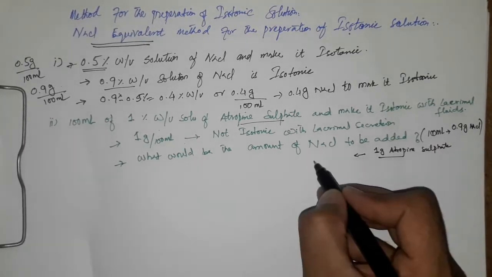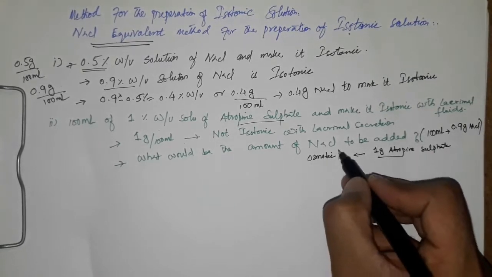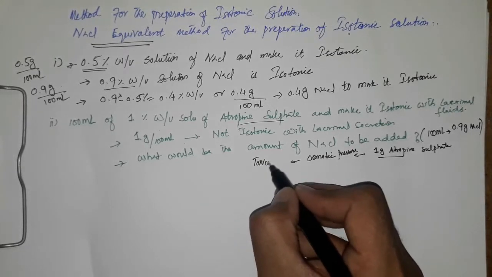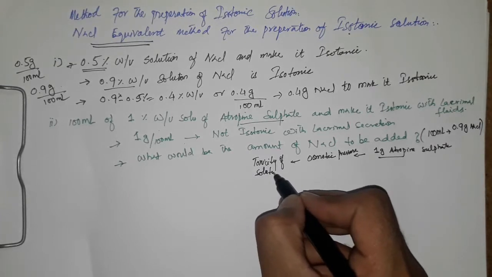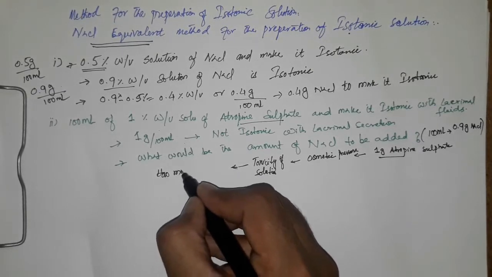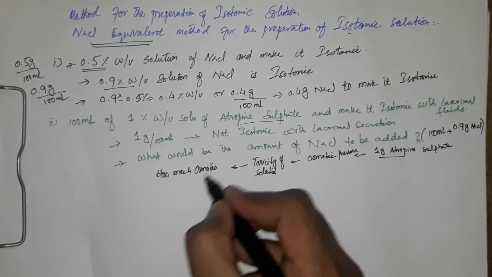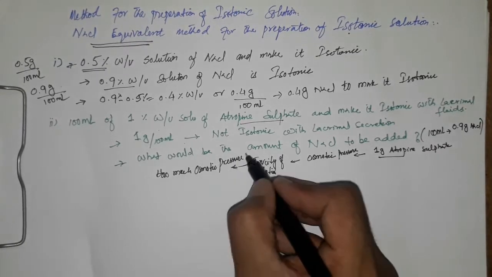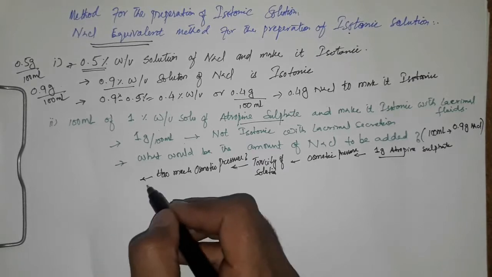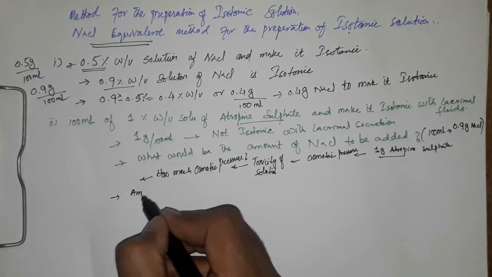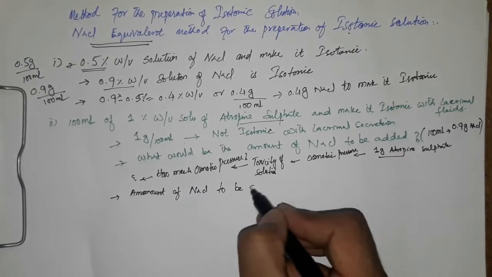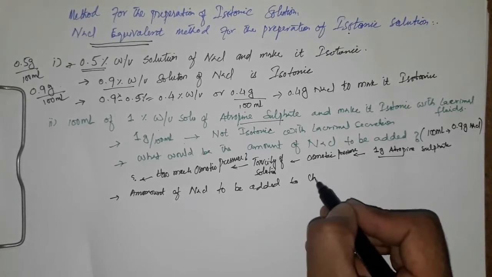This atropine sulfate will also exert some osmotic pressure, so it will disturb the tonicity of the solution. But how much osmotic pressure will it exert? We will first find this, and then we will find the amount of sodium chloride to be added to this solution.